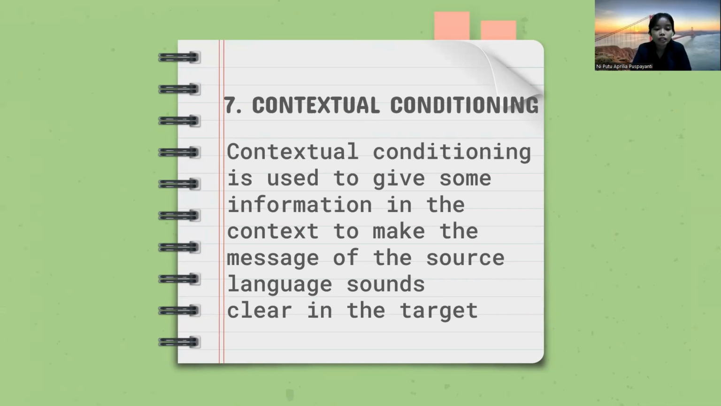So number 7 is contextual conditioning. As you can see on the slide, contextual conditioning is to give some information in the context to make the message of the source language sound clear in the target. Contextual conditioning is the placement of information in context so that the meaning is clear and accurate for the reader who wants information, so that there will be no misunderstanding or confusion when reading a translated text. Next slide, please.